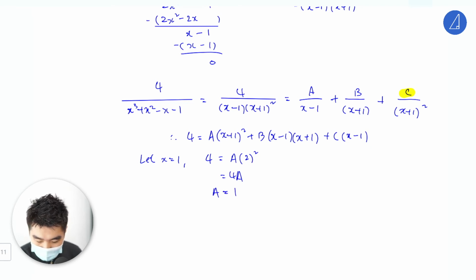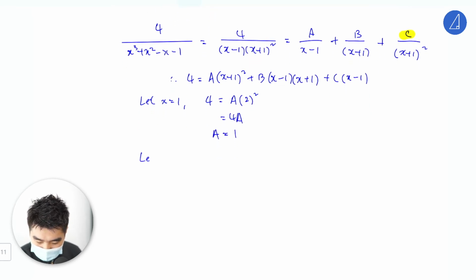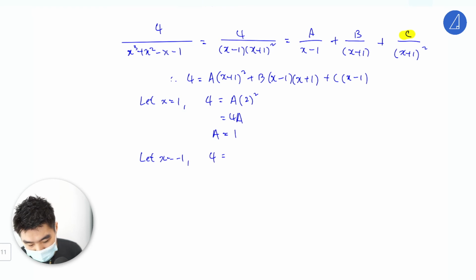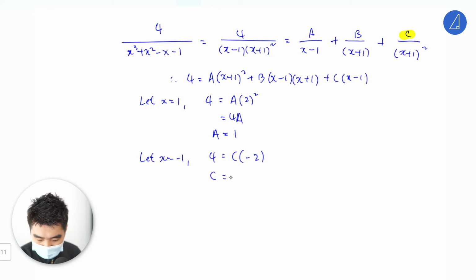Okay, then we let x be equal to -1 this time. Left hand side is still 4 because we don't have any x on the left hand side. On the right hand side, anything that's x plus 1 is going to be 0. So a and b are 0. And now this is c, multiplied by -2. And so c is actually -2.